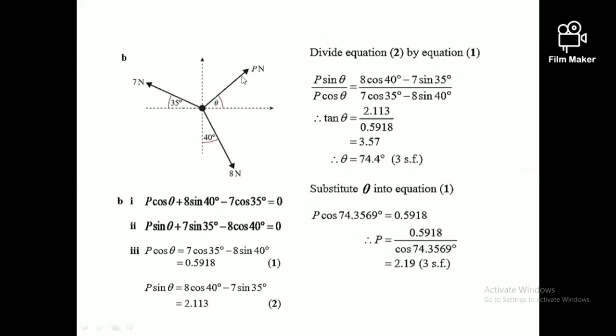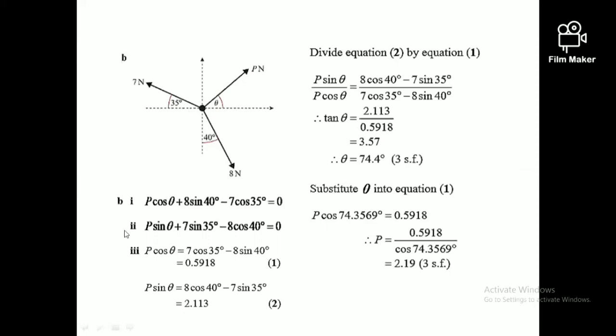I repeat it again. P cos theta this side, P sine theta this side. From this way, this side 8 cos 40, this side 8 sine 40. From this way, 7 cos 35, this side 7 sine 35. Take a piece of paper and mark that.